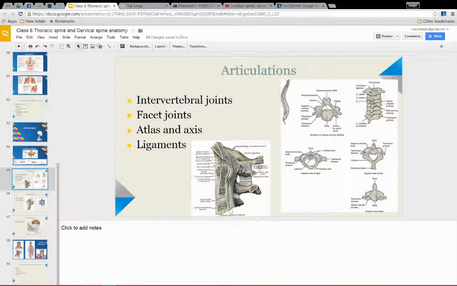So again, we have the same ligament support that we saw in the thoracic and lumbar vertebrae. We have our facet joints, and we've looked at the difference in the atlas and the axis. In this picture here, you can see how they all line up, how they all sit together.